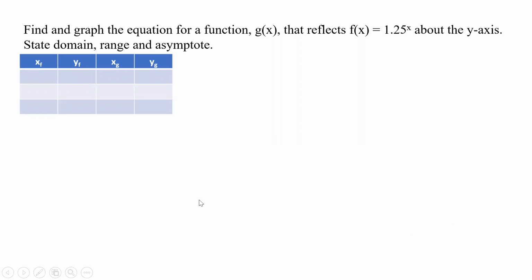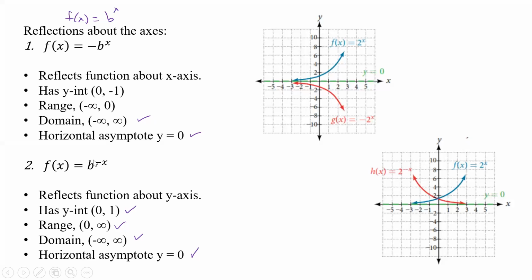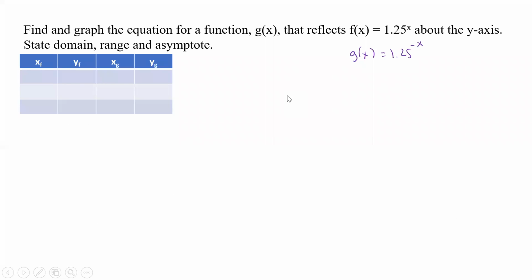All right, so find and graph the equation for the function g of x that reflects this about the y-axis. If we want it about the y-axis, what's that going to be? Let's call it g of x. That's going to be 1.25 to the -x, right? Because remember, if we're about the y-axis, all we're going to do is put a negative here.